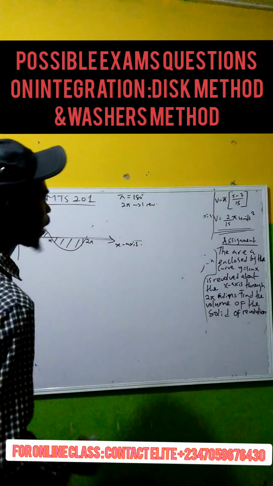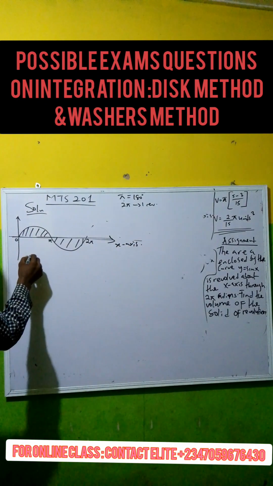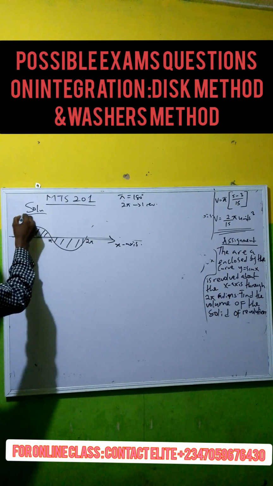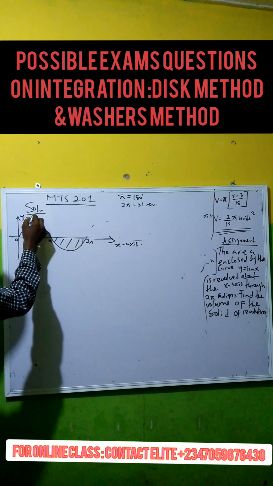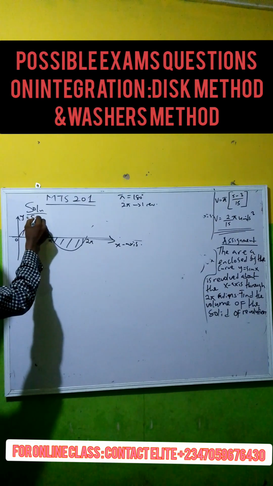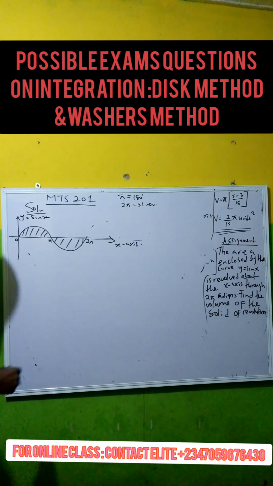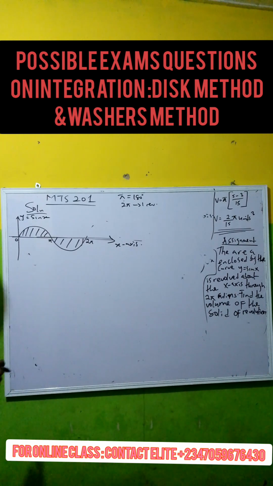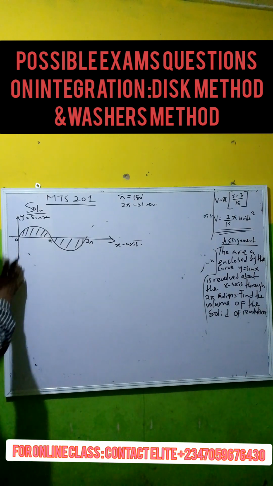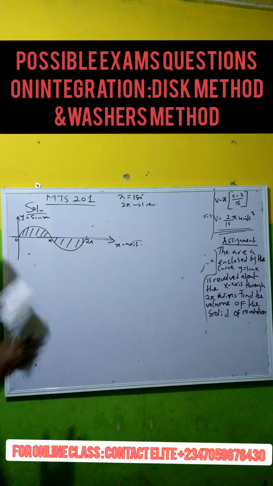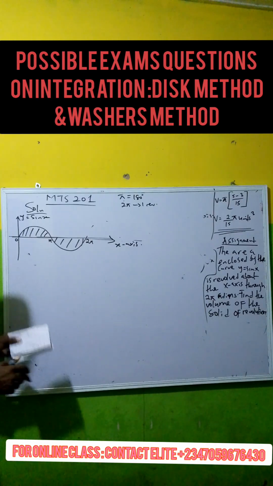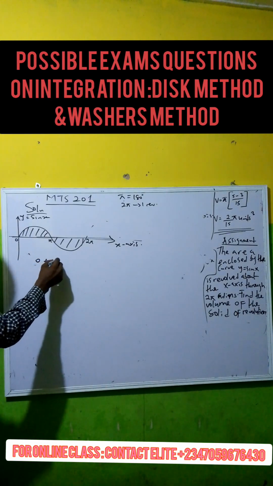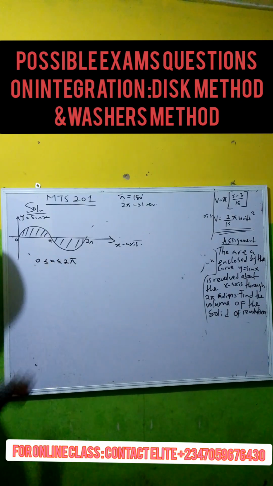Alright, so our equation given is y equals sine x. So what could we do? It is obvious that our boundary is between 0 to 2 pi. So our boundary is set to 0 to 2 pi.